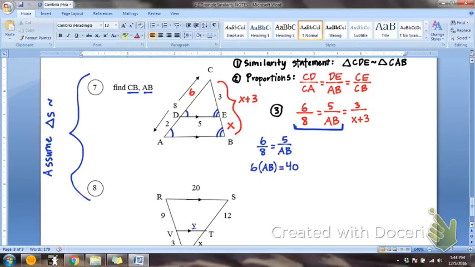Yeah. 6 times AB equals 40. How do we get AB by itself? Divide by 6. Okay, so we'll divide by 6 on each side. 40 over 6, if you put that in your calculator, what happens? Like, 6.6. Okay, so instead of giving me 6.666666667, we're just going to reduce each of these by 2, and I'm going to get 20 over 3. And I'm going to leave it as a fraction, 20 over 3.